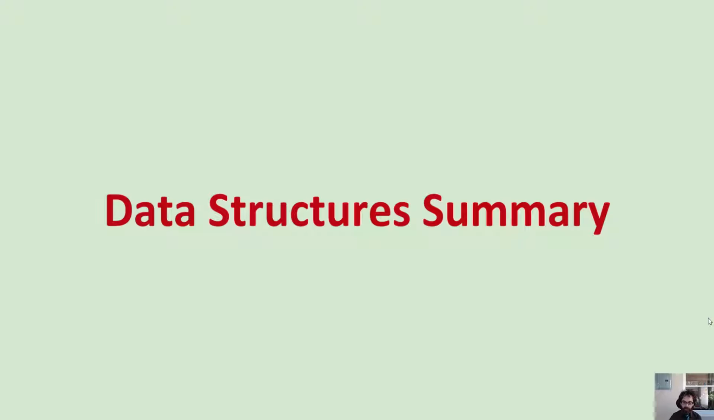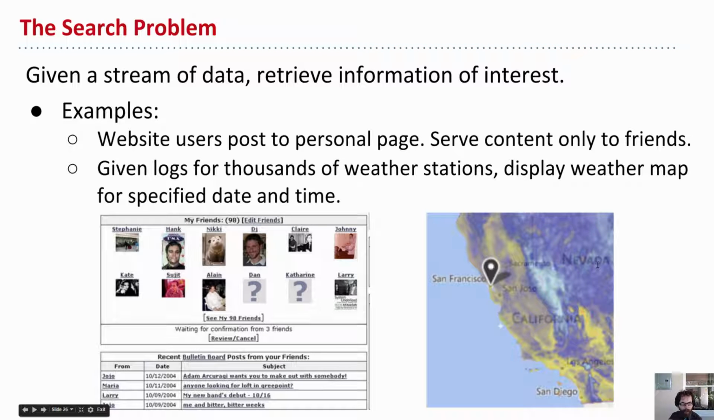and all the ways we might implement those. So let's summarize really what we're ultimately getting at, and that is the so-called search problem. Given a stream of data, some collection of information, we want to get back information that we care about.